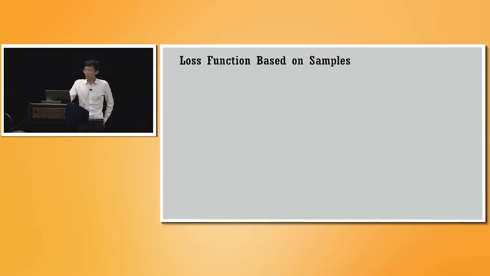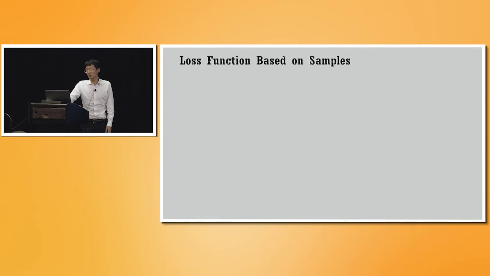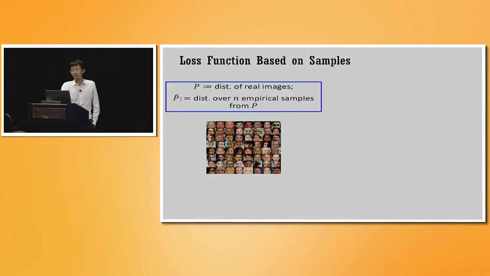One of the interesting things about this is that in the parametrization, we don't parametrize the density itself. We parametrize the generator. And in many cases, when you have such a generator, you don't know how to compute the density of the generated distribution. That means that the loss function probably also has to be based on samples. And that's probably the key idea of GANs.